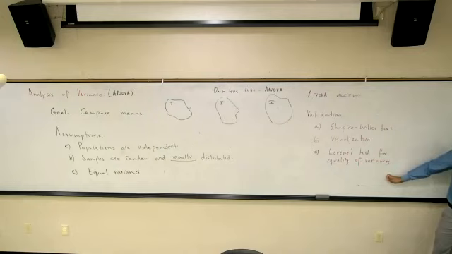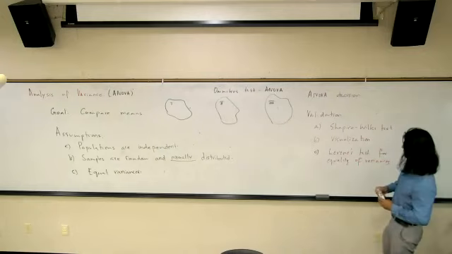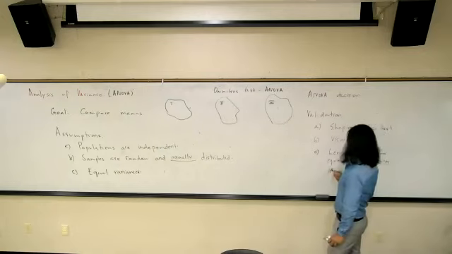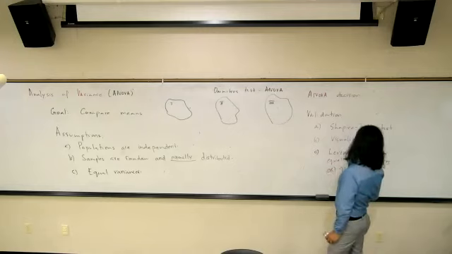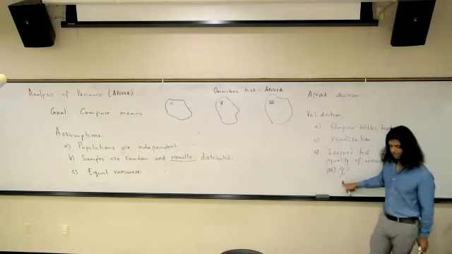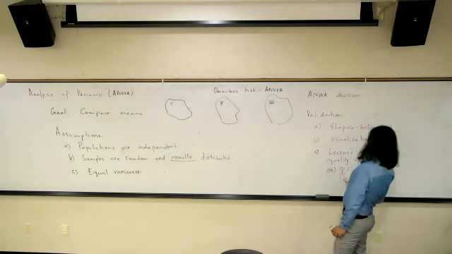Levene's test for equality of variances, or you can use a chi-square. That's funny Greek. Which is a way of saying it's a deal.